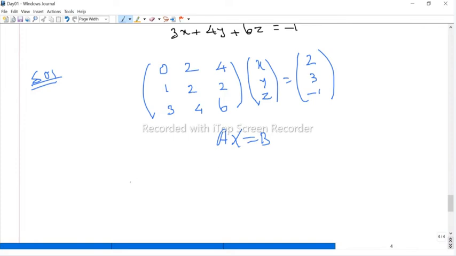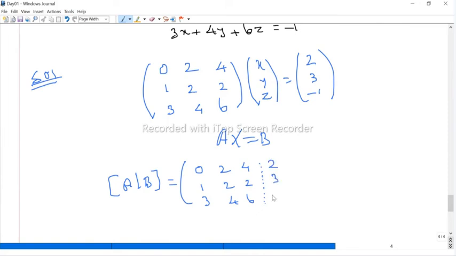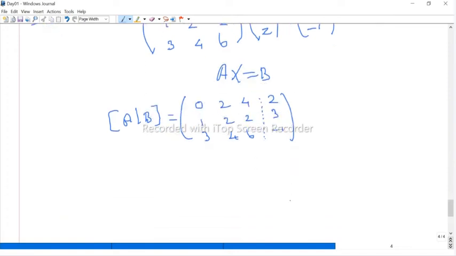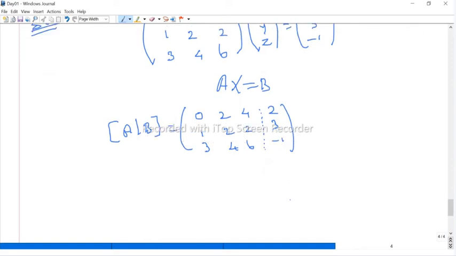The augmented matrix is nothing but you have to merge the column vector B to the matrix A. Therefore, what you will get is 0, 2, 4, 1, 2, 2, 3, 4, 6. If you want to differentiate, put some line or dots here, and then we write the column vector B: 2, 3, minus 1. So this is the augmented matrix. Solving the equation is nothing but simplifying this augmented matrix.